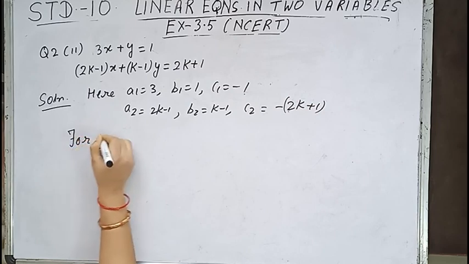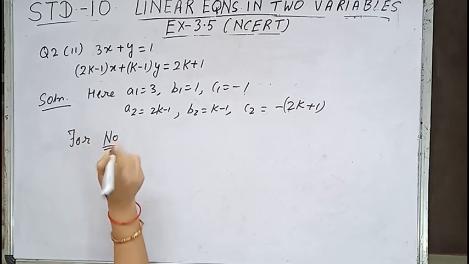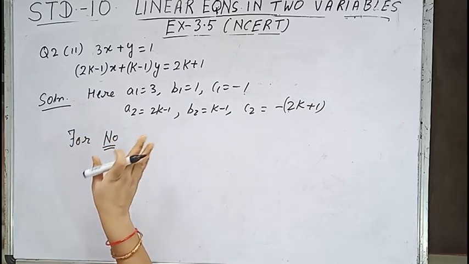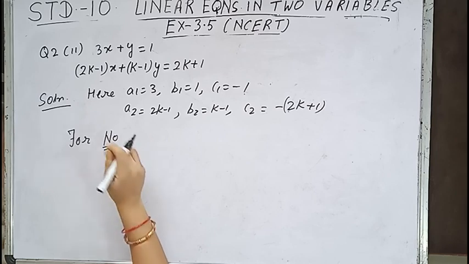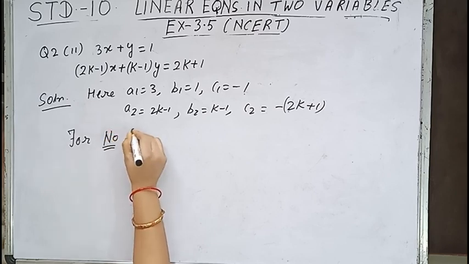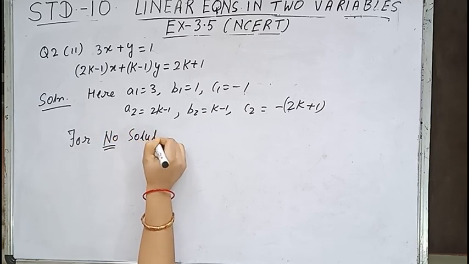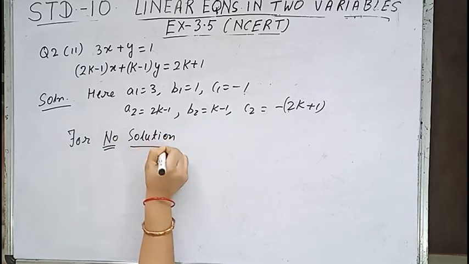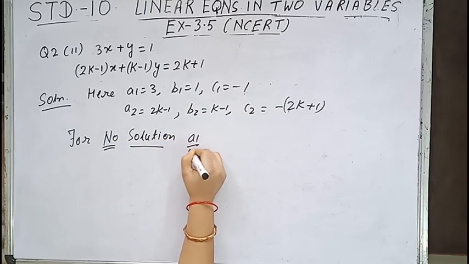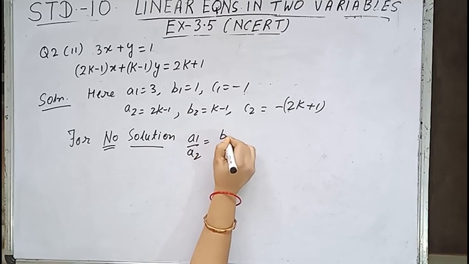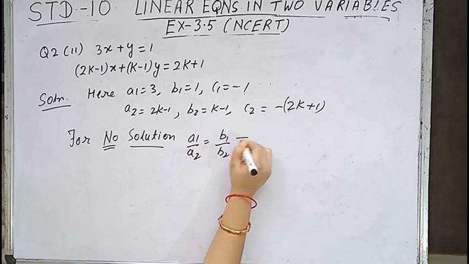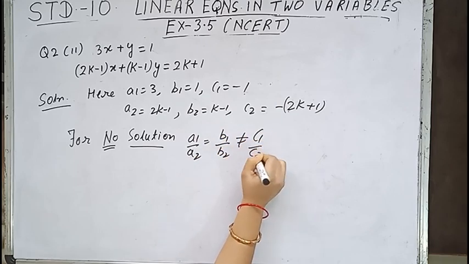For no solution, the condition is given. For what value of k does the given system of equations have no solution? So for no solution, a1/a2 = b1/b2 is not equal to c1/c2.